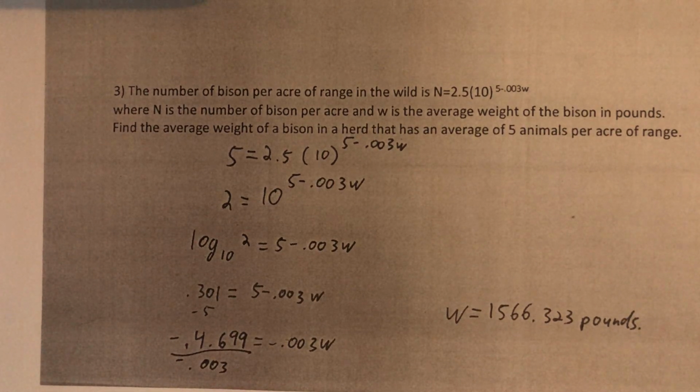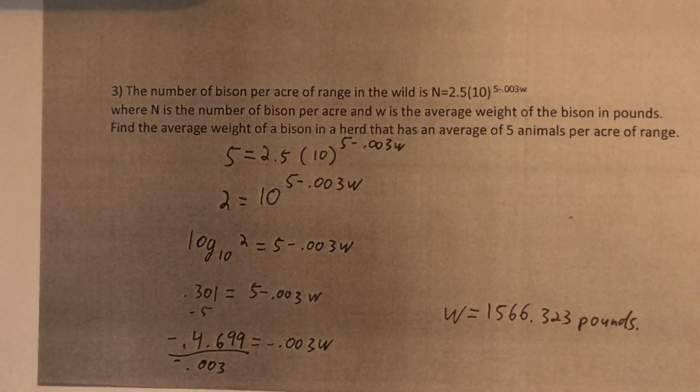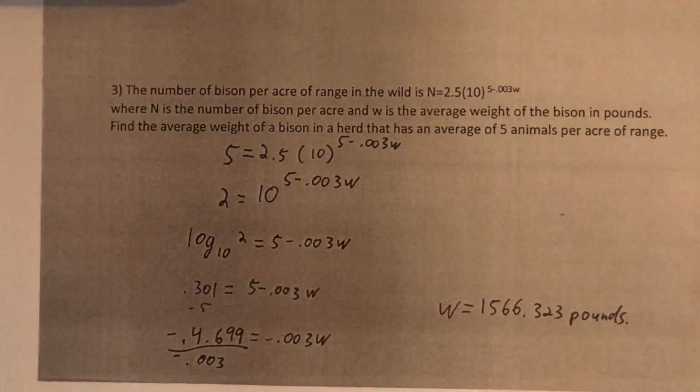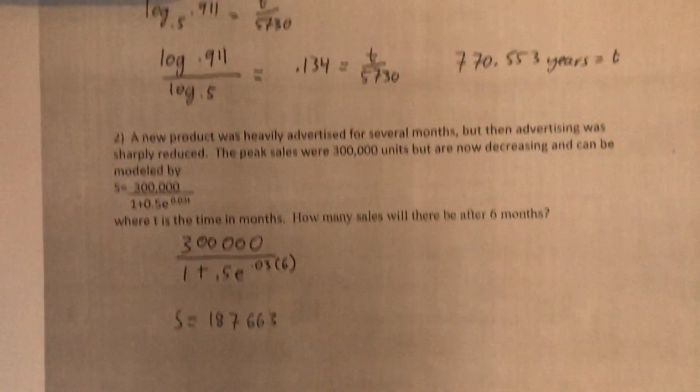And if we divide that by negative 0.003, we're going to get an average weight of 1,566.323 pounds. So if there's 5 bison per acre in the wild, they're going to average a weight of about 1,566 pounds.